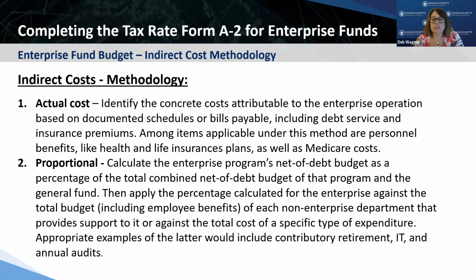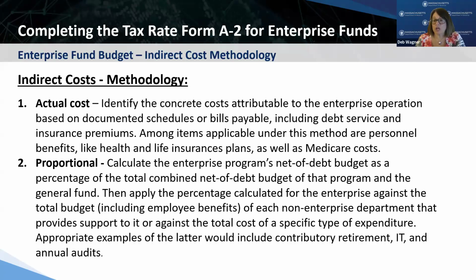Proportional, and you would take the enterprise fund's total budget, net of debt service, and divide it by the general fund's total budget, net of debt service, and you'll get a percentage. And so you would take that percentage and apply it to costs like the accountant's salary or the treasurer collector's salary or the town administrator's salary. That's one method, proportional. That's another method. And sometimes you might use a combination of these.